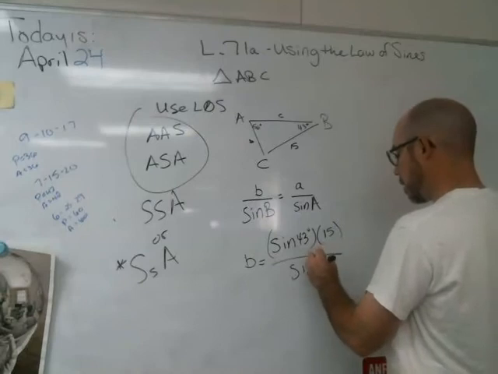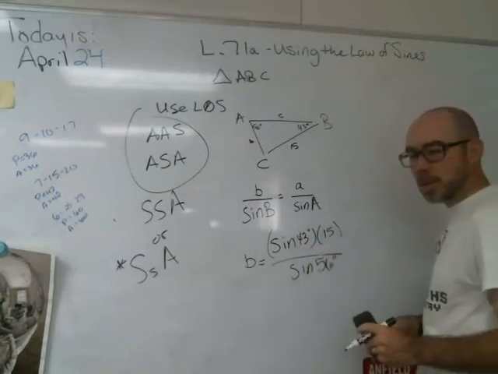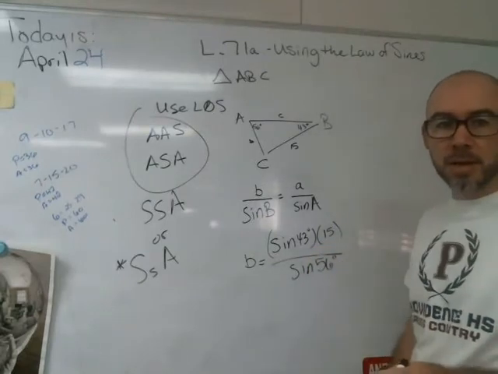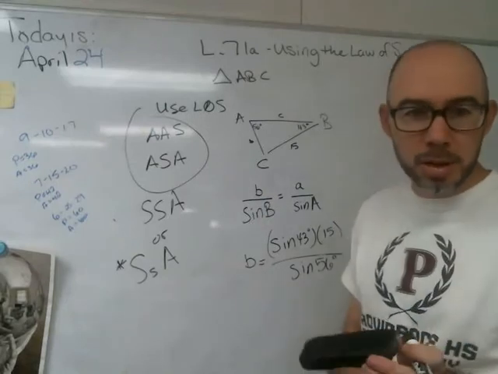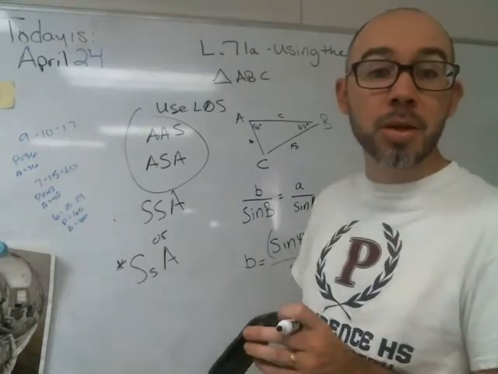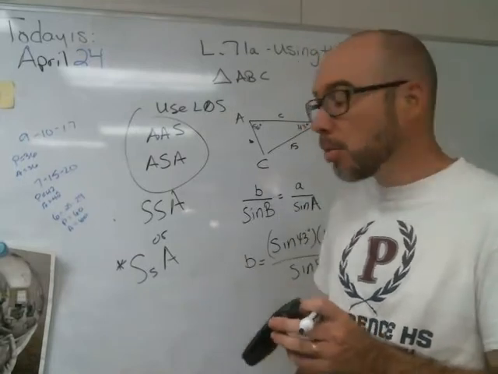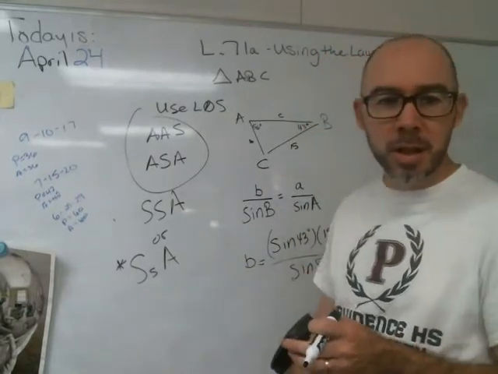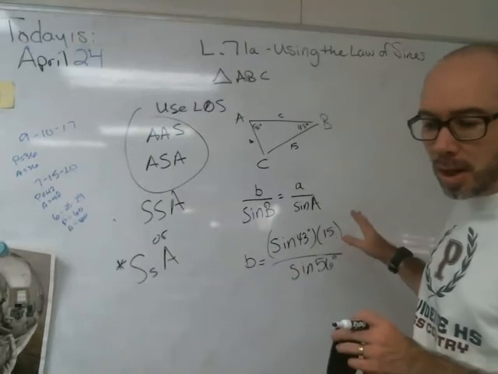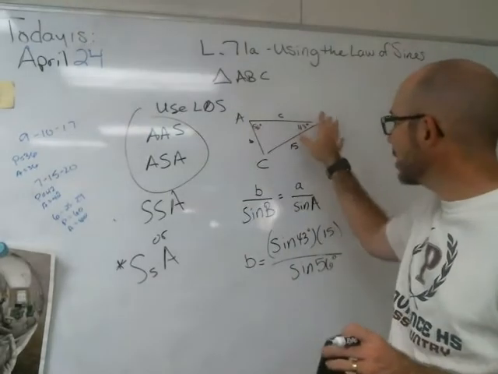Sine A, 56 degrees. And then the calculator takes over from there. Make sure at this point that your calculator is set to degree mode, not to radian mode. Radian mode won't work with these problems when we've got degrees to get you the right answers. When you get your answer, you should look at the picture and see if it makes sense.